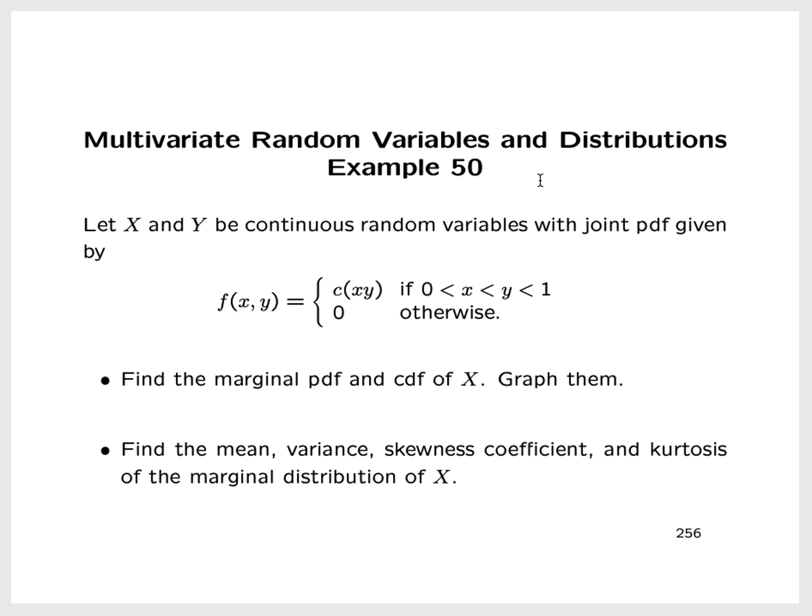Now moving on to example 50, let x and y be continuous random variables with joint PDF given by this expression. And again, this is similar to the last example, but in this case, the sample space of the joint random variable is not the entire unit square. It's the upper left triangular portion of the unit square.